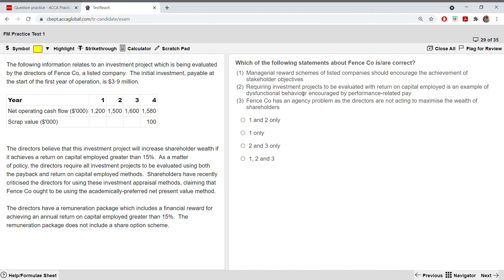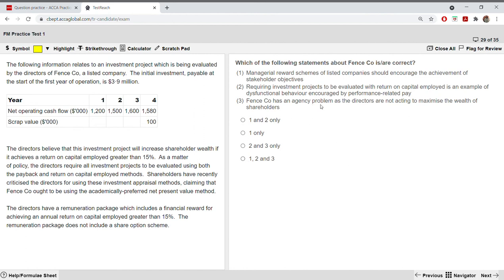Requiring investment projects to be evaluated with return on capital employed is an example of dysfunctional behavior encouraged by performance related pay. Definitely. Why? Because you are using return on capital employed to see whether they have performed or not. It's a dysfunctional behavior. Why? It is encouraged based on performance. So 2 is also there. So definitely this one is also out of the option, because 2 is also there. So you know it's either 1 or 2, or 1, 2 and 3.